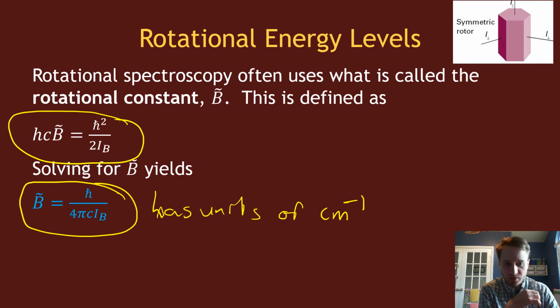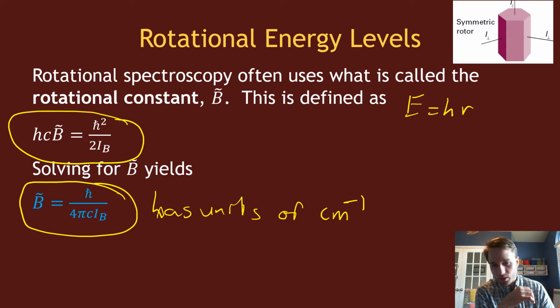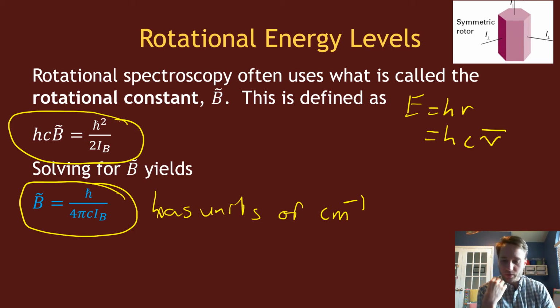The reason we define B with units of inverse centimeters is that often when we talk about the energy of our light, we can write the energy of light as energy equals h nu. But I can also write this as hc nu bar. This nu bar is often referred to as the wave number, your inverse centimeter unit. Nu bar is equal to 1 over the wavelength of that light.